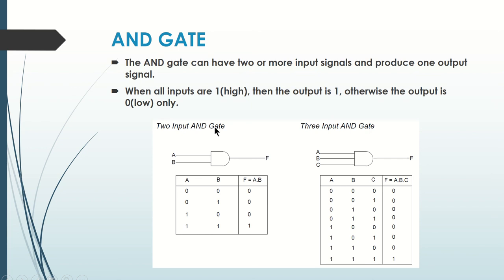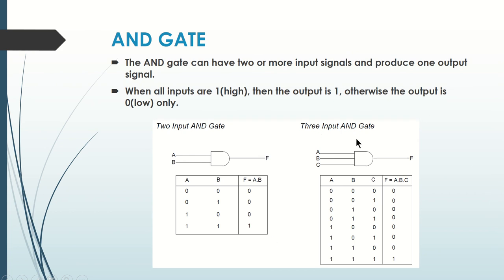So this is your 2 input AND gate. A and B are the 2 inputs. This is your AND gate representation, and F is the output. The AND gate is represented with a dot symbol, so A dot B. This is your truth table. Only when all the inputs are high, the output is high.